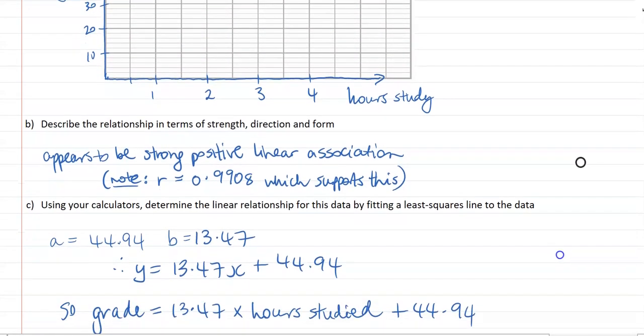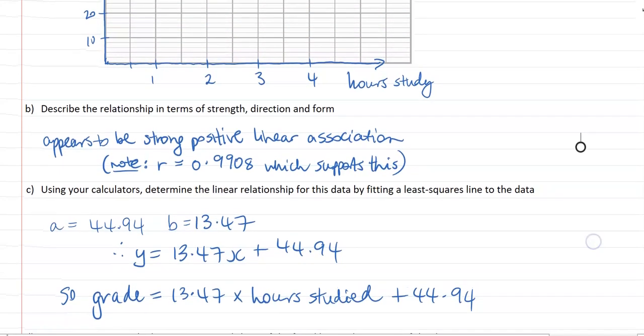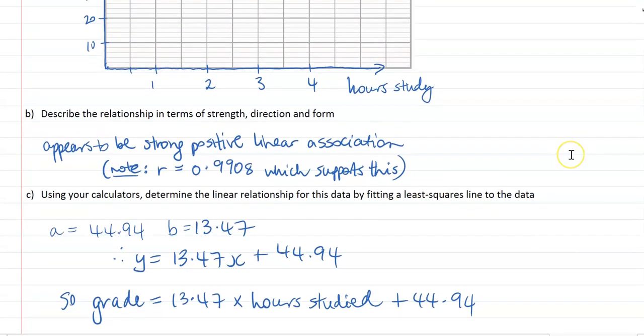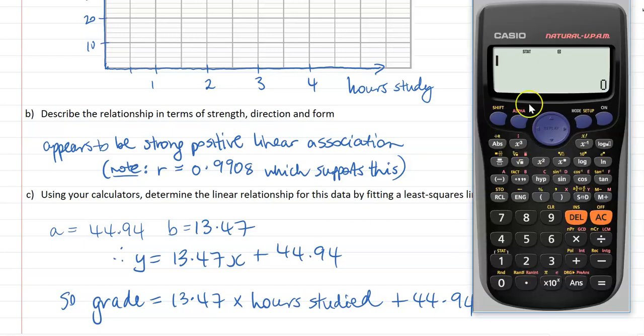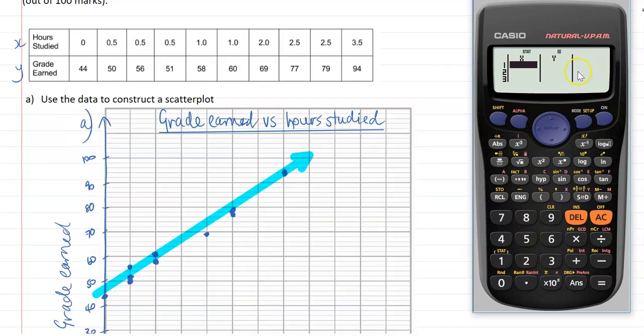Using your calculators in part C, determine the linear relationship. I got an A value of 44.94 and a B value of 13.47. We'll just quickly refresh those that have forgotten how to use their calculators. You click on Mode, Stat, and we want option 2, A plus BX, and then we'll go up and put in our data. Hours studied is X, so you simply just enter in, pressing equals, all those bits of data.